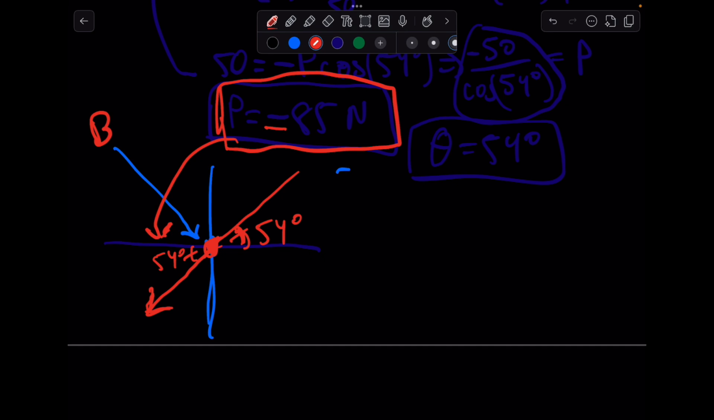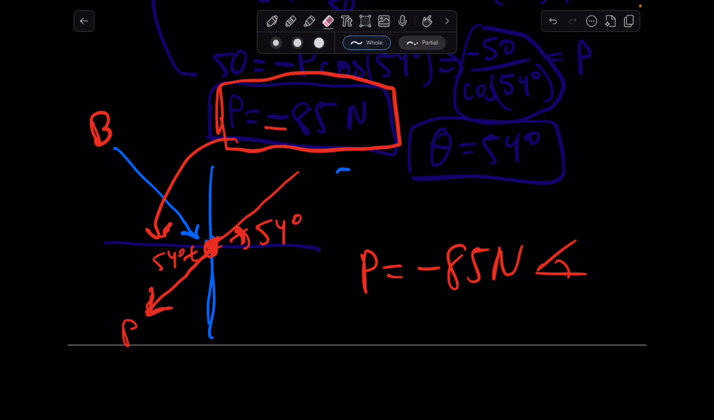Okay? So our force P, our P magnitude and direction is as follows. You can say P equals negative 85 newtons at an angle of 54 degrees. And that is our answer.